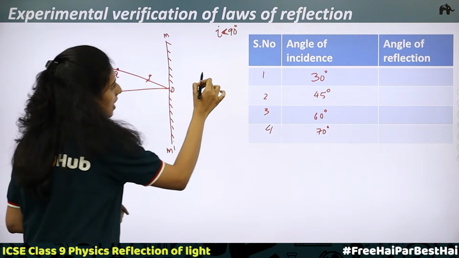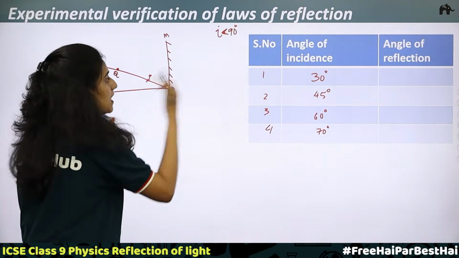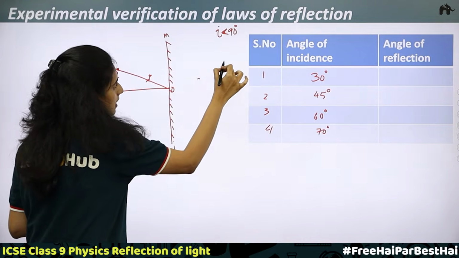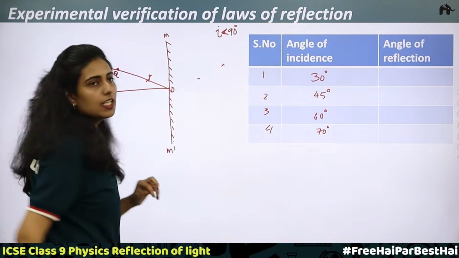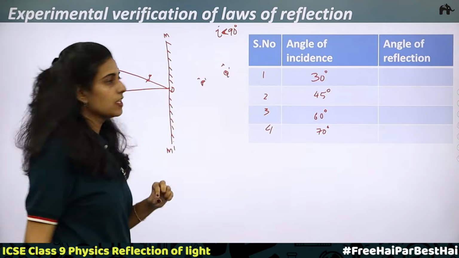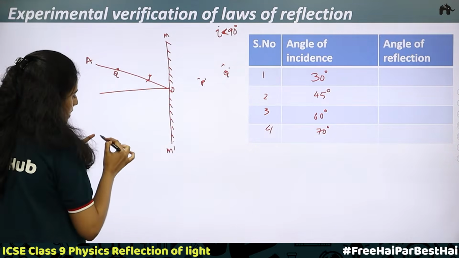Okay, so can you mark the points here? No, because it is behind the mirror. Okay, so somewhere here and here, you will be able to see the images, which are P dash, Q dash. Okay, now you will be looking from here.